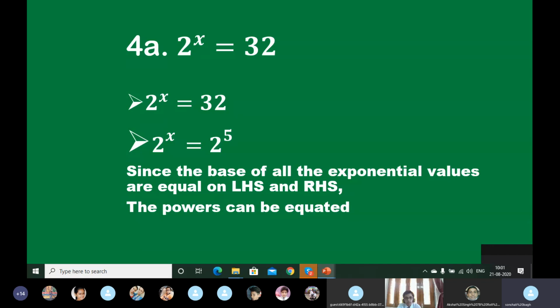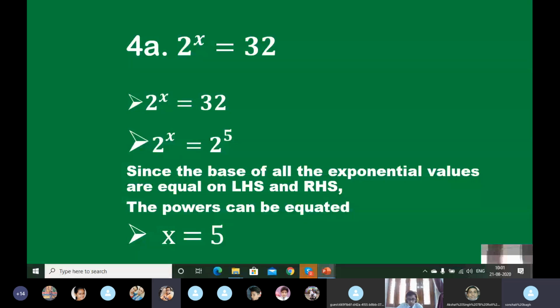So what happens? On equating the powers, we get x equal to 5. And the question was checking what is the value of x. So we got the value of x equal to 5. Any confusion? No, ma'am.